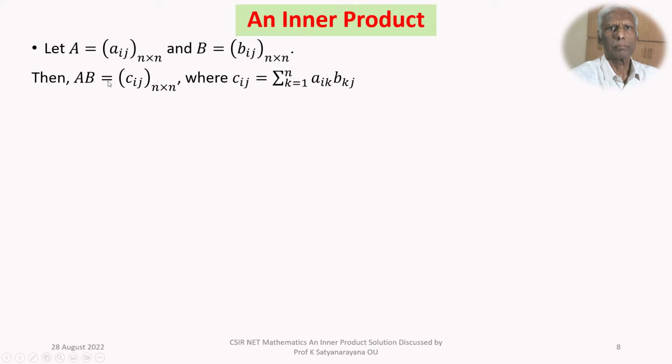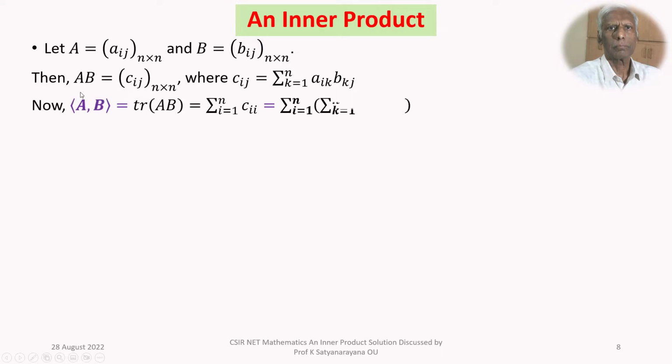To prove IP4 and IP5, we take A to be the n by n matrix whose ijth entry is Aij, and B equal to Bij, n by n. Then the product AB is equal to, let us say, capital C, whose ijth entry is Cij, where Cij will be, by definition, sigma k equal to 1 to n Aik multiplied by Bkj.